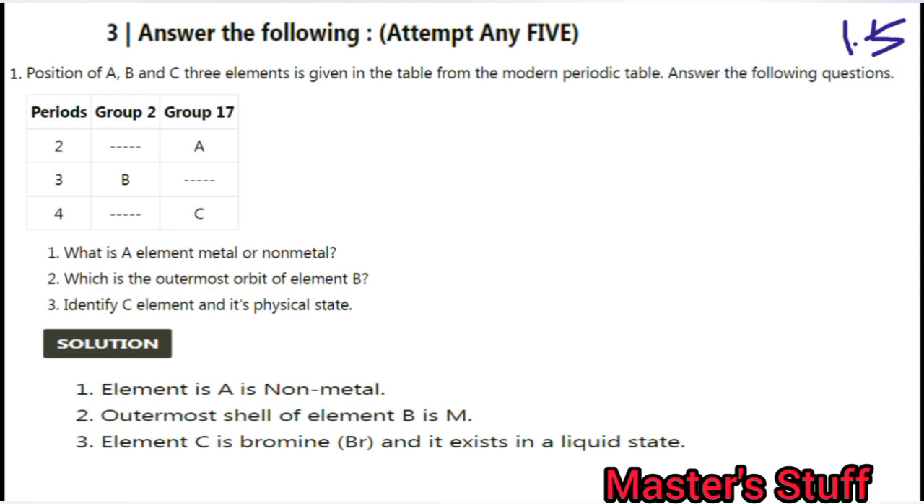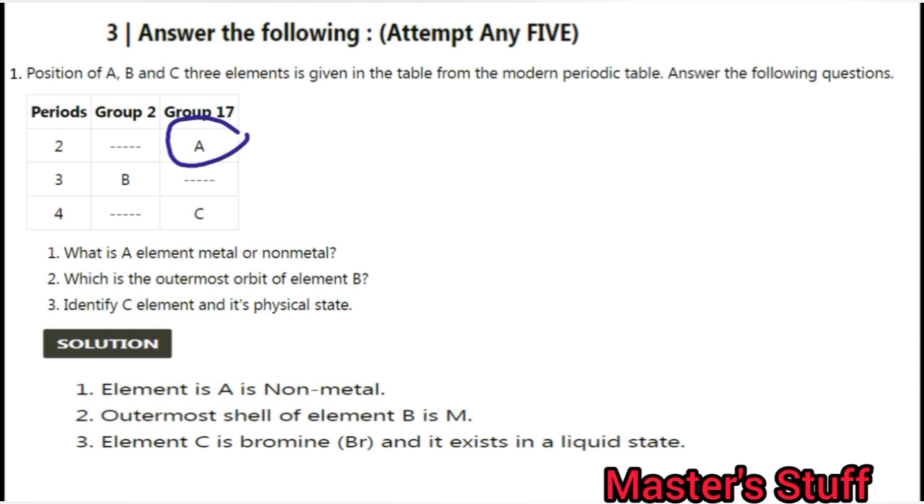Group 2, in the third period element B, the second period element A is in group 17, and the fourth period element C is also in group 17. The questions are: what is element A, metal or non-metal? Means A is a metal or a non-metal.